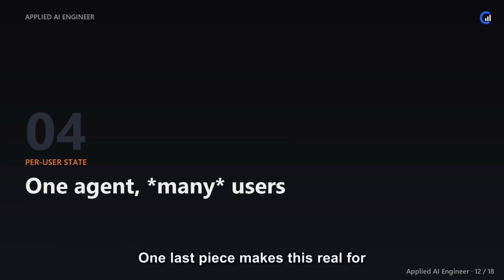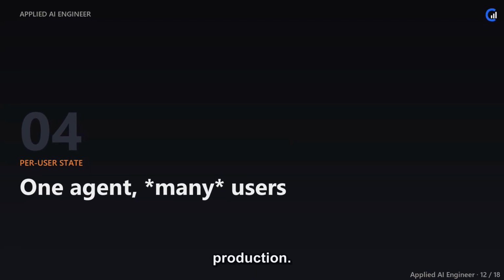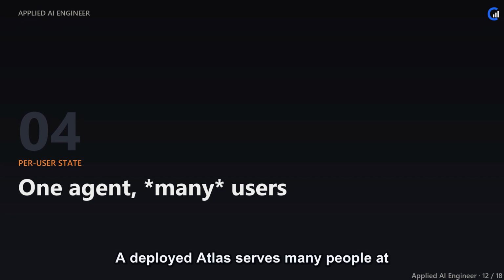One last piece makes this real for production. A deployed Atlas serves many people at once, and Mahesh's memory must never leak into Asha's conversation. We've already solved this, it falls right out of the thread ID, but it's worth making explicit, because it's where a lot of naive memory implementations go wrong.